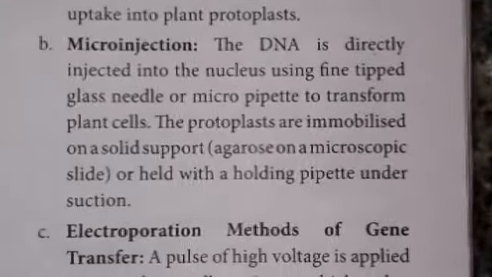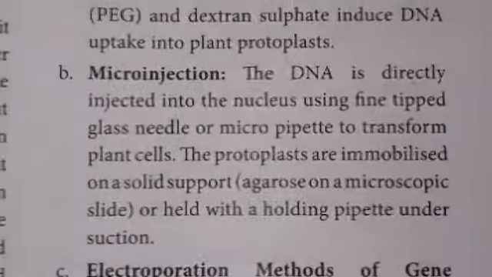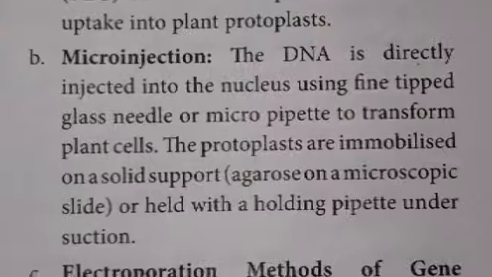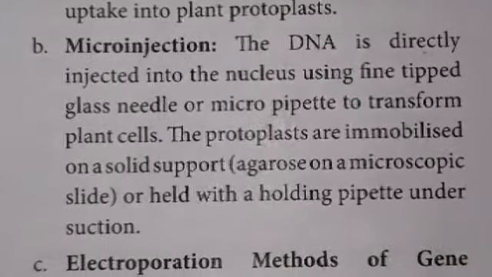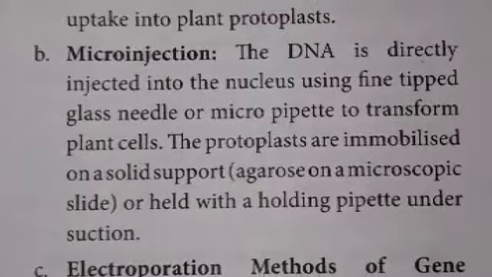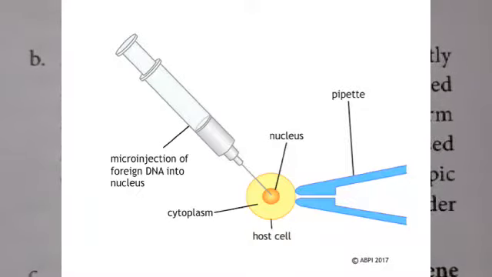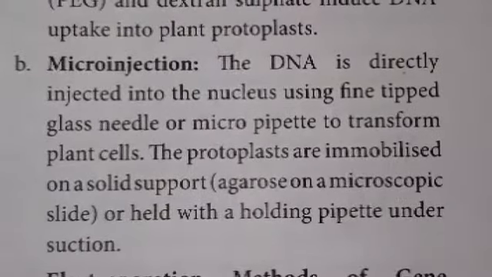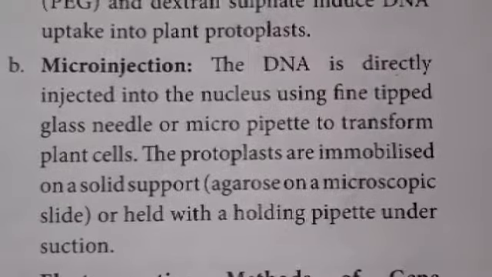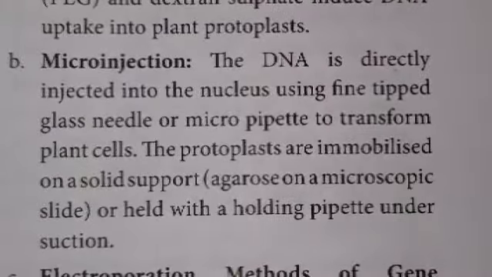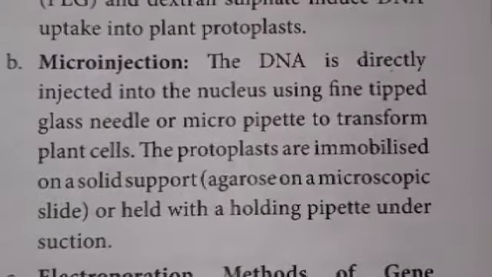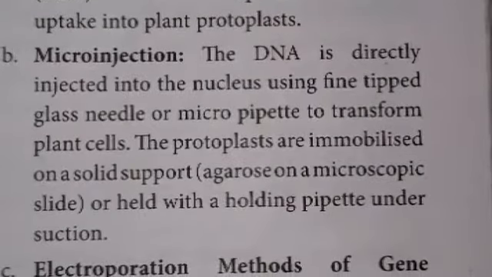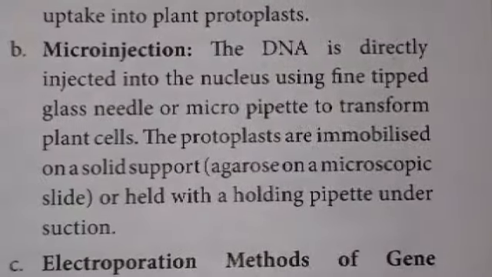Microinjection. The DNA is directly injected into the nucleus using fine tipped glass needles or micropipettes to transform plant cells. So in the microinjection method, the DNA is directly injected into the nucleus of the plant cell using fine tipped glass needles or micropipettes. The protoplasts are immobilized on a solid support such as agarose on a microscopic slide or held with a holding pipette under suction.